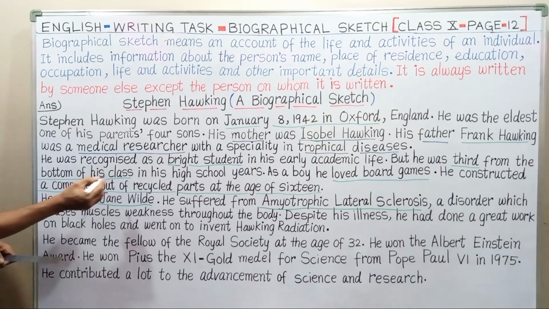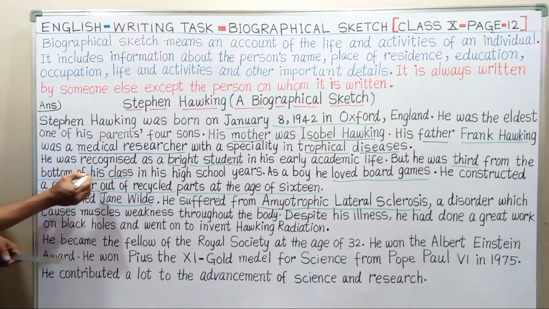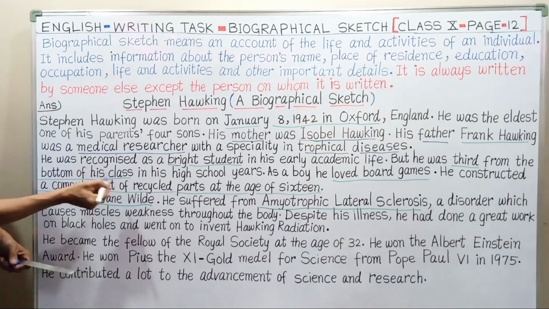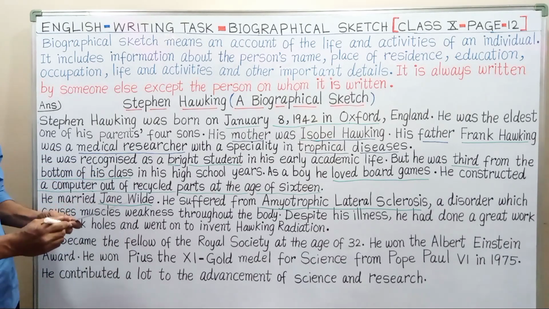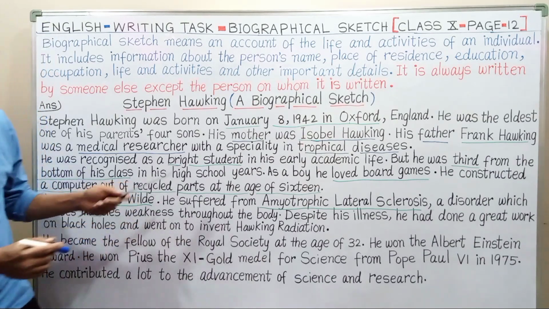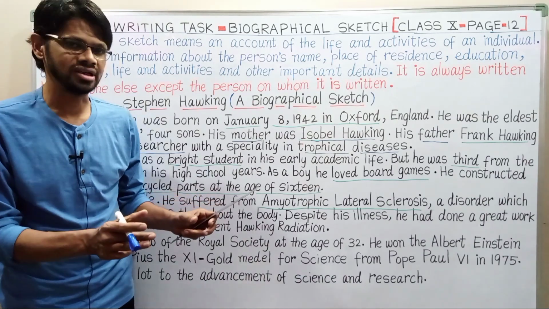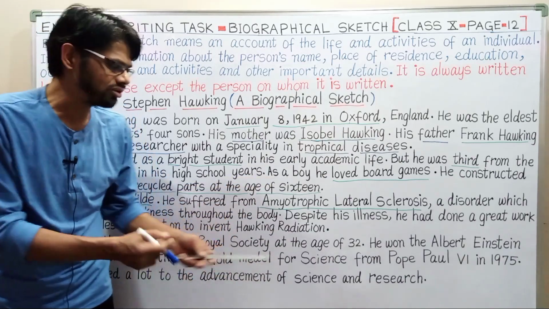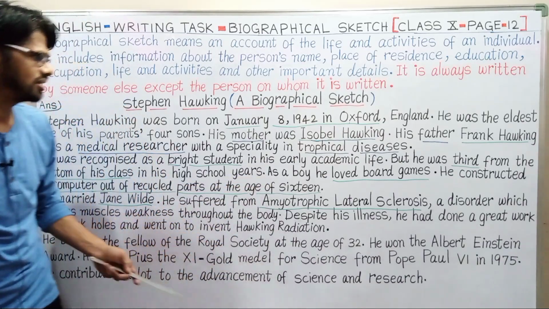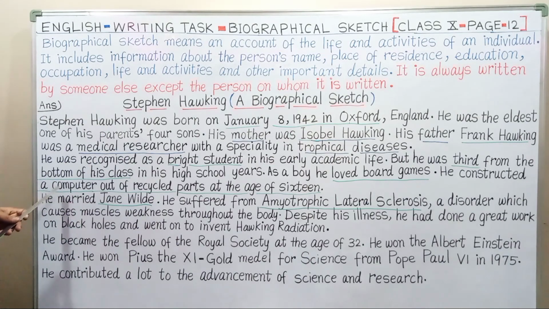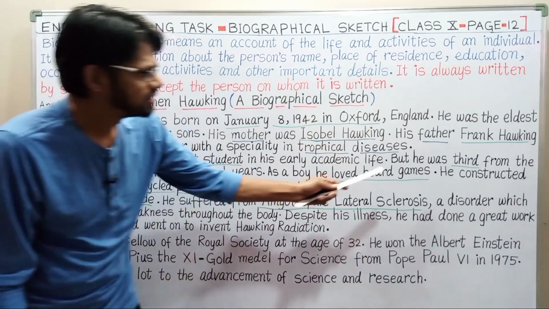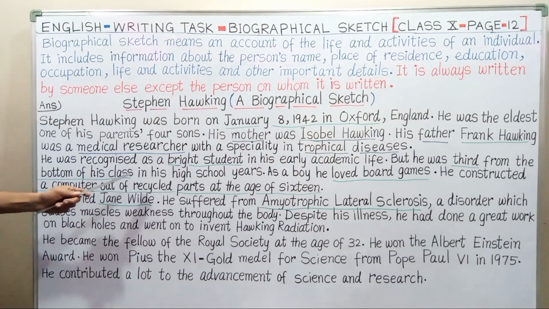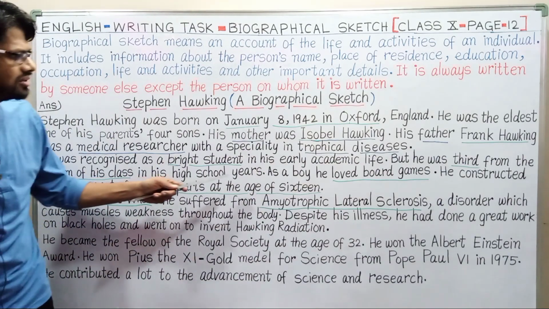So bottom of his class, third from the bottom, is also given in the question. How are we arranging, converting the short information into a long sentence? We are making sentences by using the information which is already given in the table. So what is the thing? But he was third from the bottom of his class in his high school years.